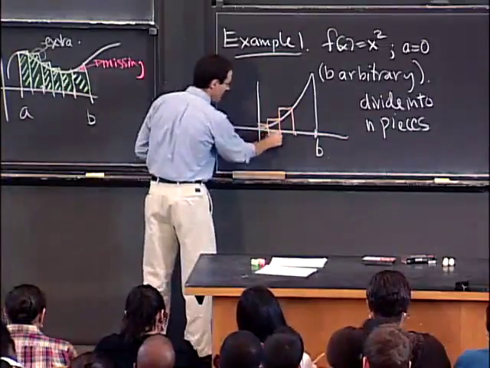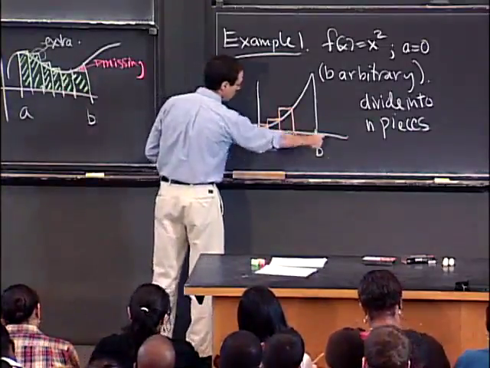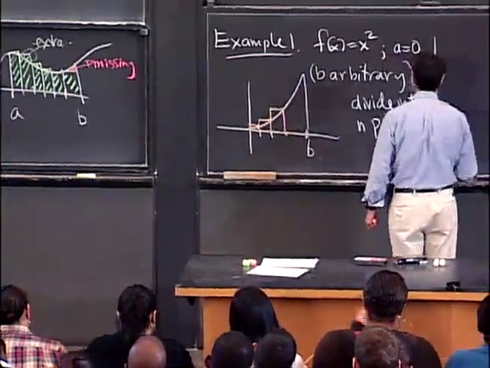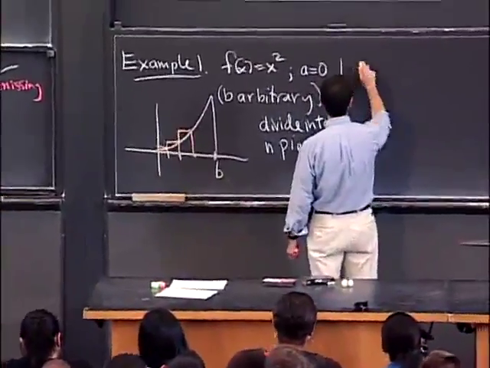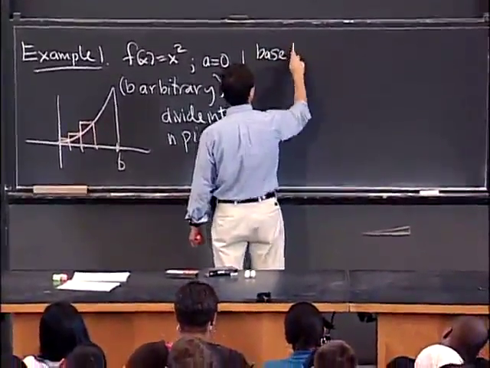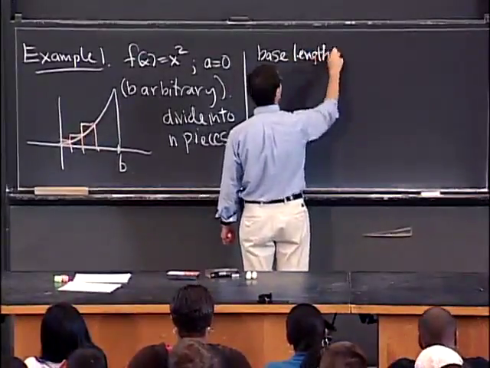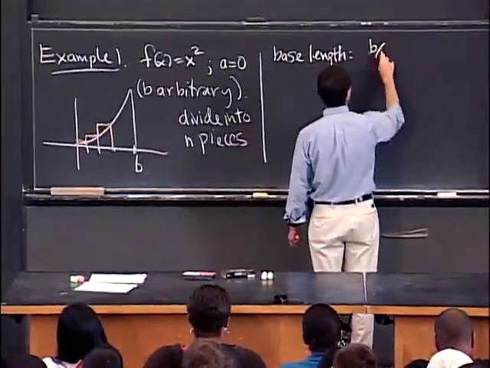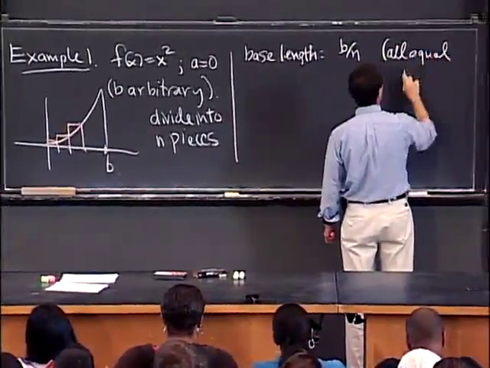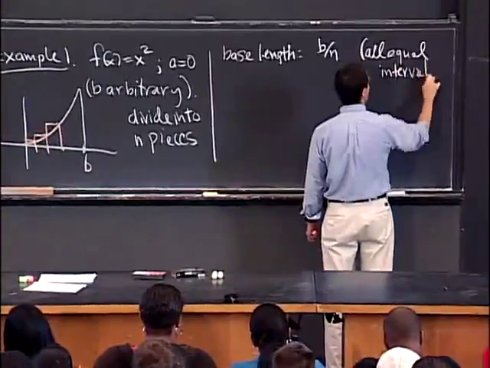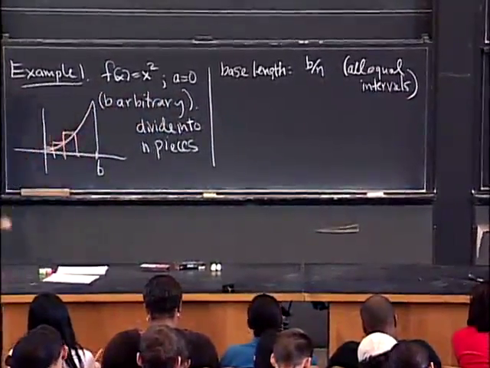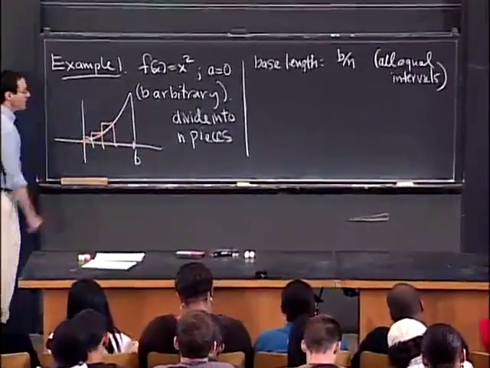And in this case, these distances, I'm assuming that they're all equally spaced intervals, and I'll always be doing that. And so the spacing, the bases, the base length, is always b divided by n, all equal intervals. So that's the base length. And next, I need the heights.